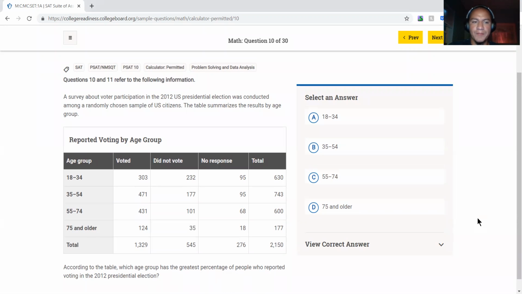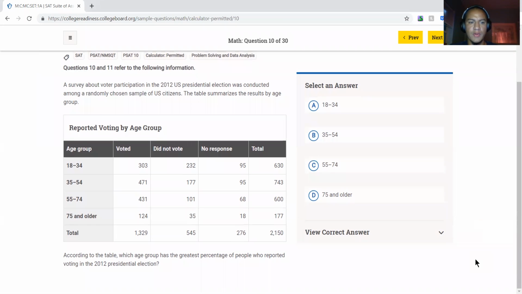So let's see. A survey about voter participation in the 2012 US presidential election was conducted among a randomly chosen sample of US citizens. So basically, after election day, they conducted this and they got this data. The table summarizes the results by age group. And so there we have the age groups.